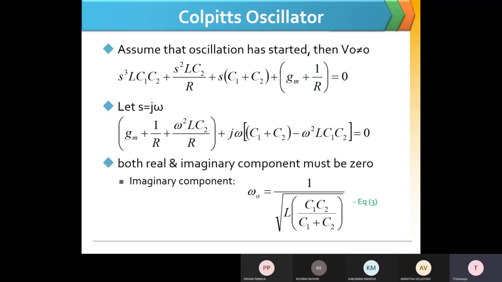Assume that the oscillation has started at V0 not equal to 0. So this is the expression. In Laplacian form, we want to analyze in the frequency domain, so we represent S equal to j omega. We will have this kind of expression finally. This is the angular frequency for the Colpitts oscillator: 1 divided by the square root of L into C1 C2 divided by C1 plus C2.